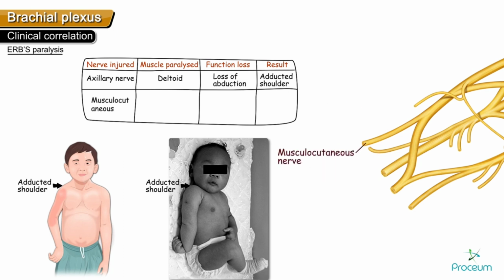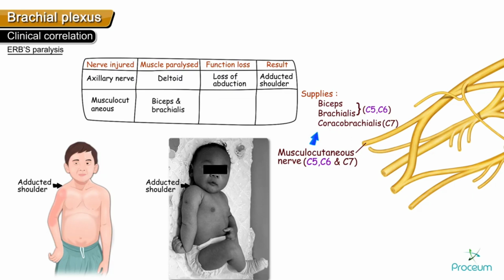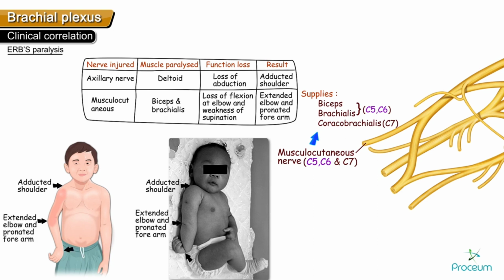Musculocutaneous nerve has a root value of C5, C6 and C7, and musculocutaneous nerve supplies muscles biceps, brachialis and coracobrachialis. The biceps and brachialis are innervated by the roots of C5, C6, whereas the coracobrachialis receives innervation from the C7 fiber. Thus, in Erb's paralysis, where there is injury to the upper trunk involving the roots C5 and C6, coracobrachialis is spared, but there is loss of action of biceps and brachialis. Biceps and brachialis, which help in flexion at the elbow and also assist in supination, damage to these muscles in Erb's paralysis leads to an extended elbow and a pronated forearm.